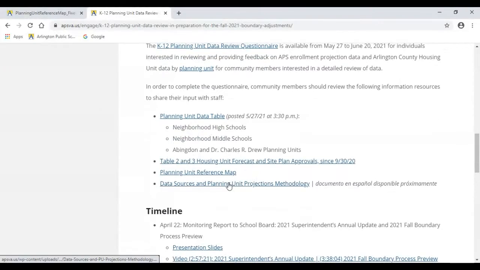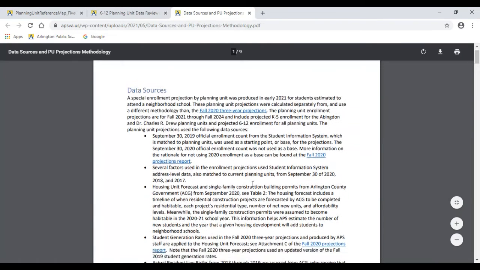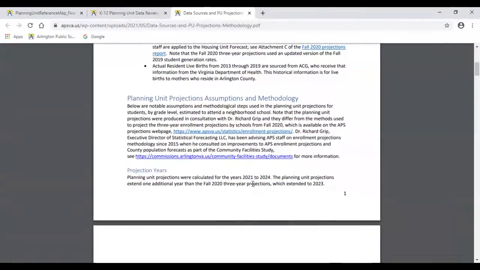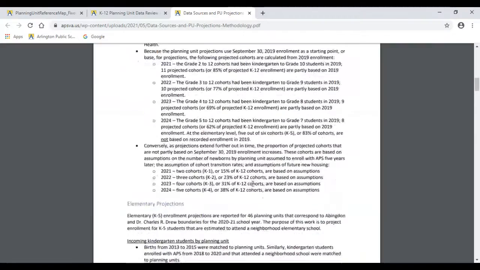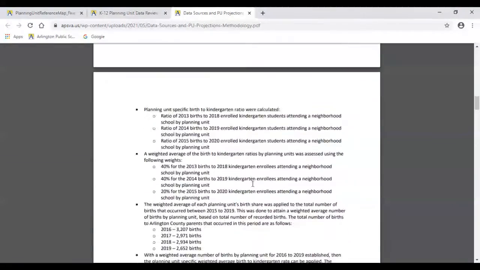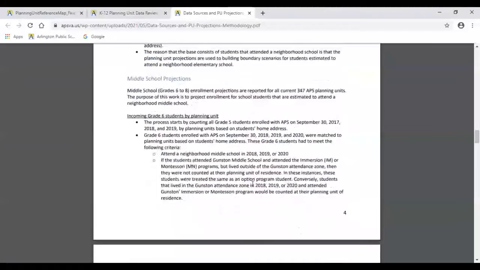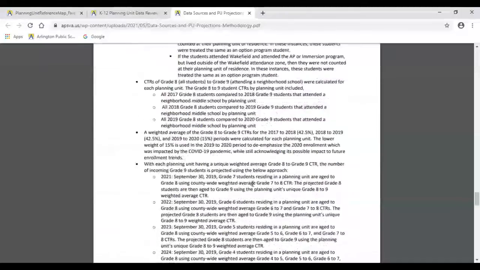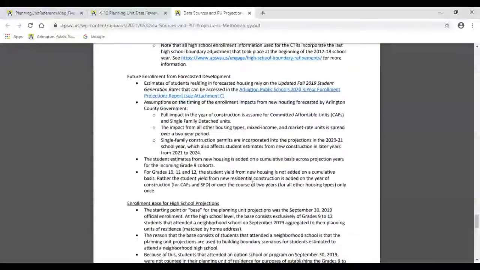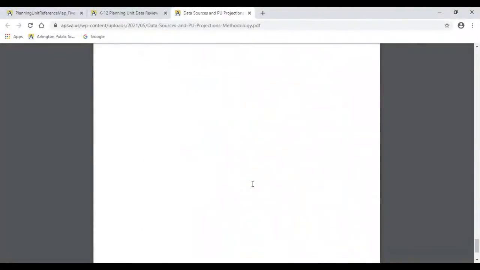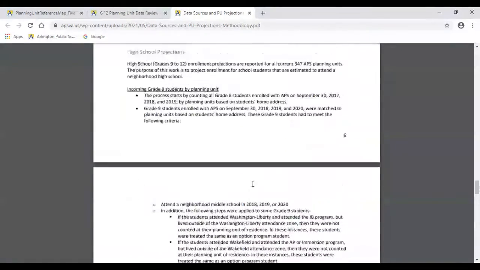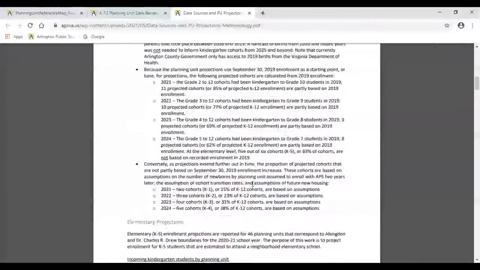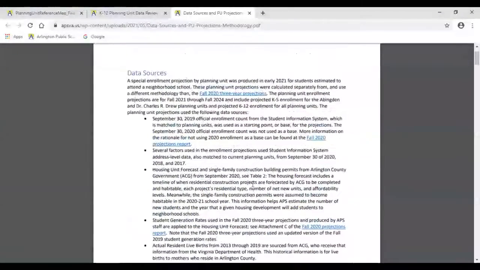And the methodology document is right here. And that goes through the data sources, planning unit projections, assumptions, and the methodology. It goes through elementary projections and middle school projections and the high school projections. Forecasted enrollment. And really, if you have the opportunity to review this, you'll have a full understanding of the planning unit projections and the methodology behind it.